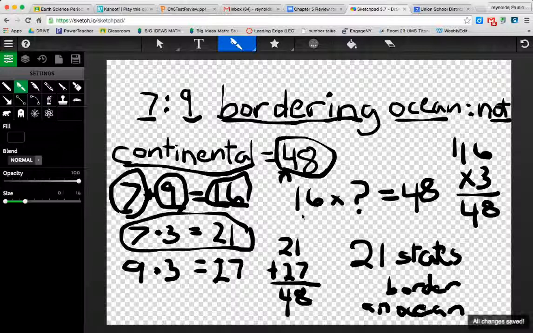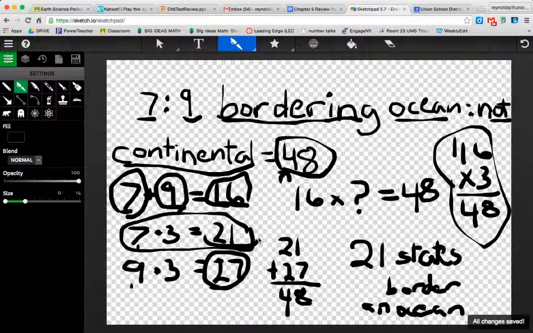So 16 times something equals 48. Well, I think it's 3, so I'll check my work. 16 times 3 equals 48 over here. So I know that I'm right with that. All I need to do is use 3 as my multiplier for the two parts of my ratio to get the actual numbers.